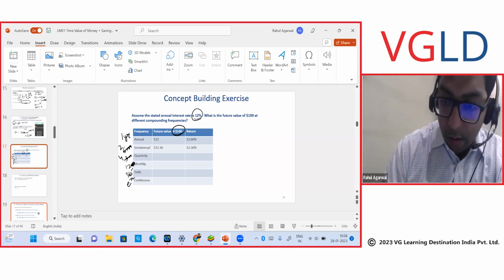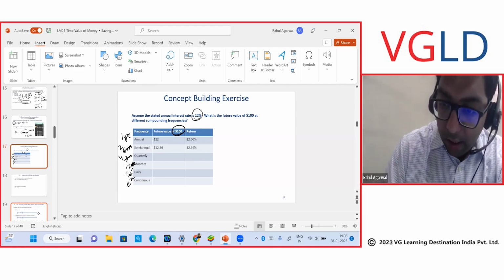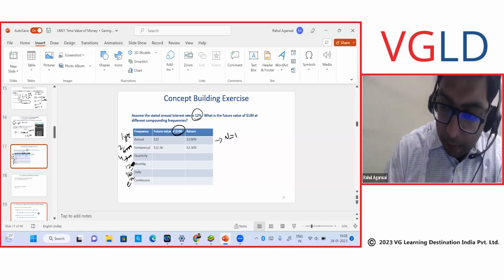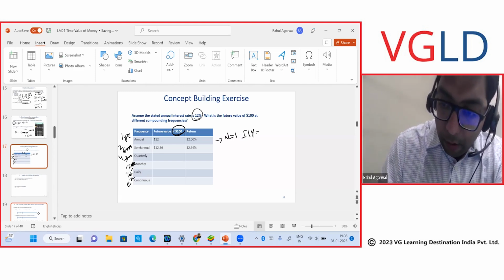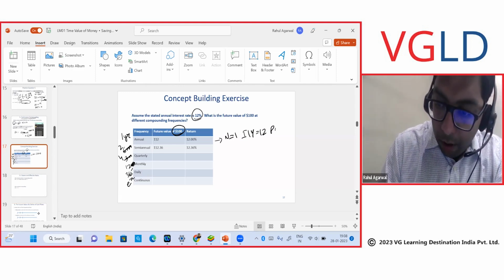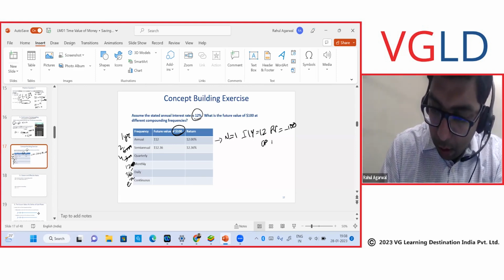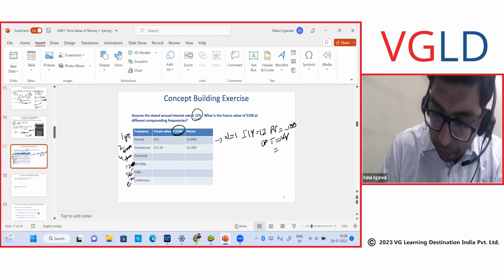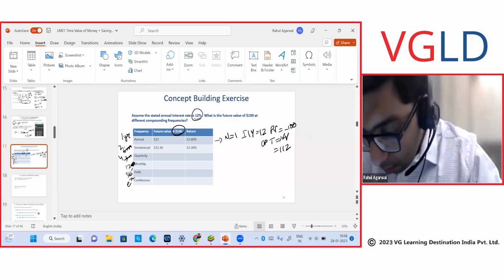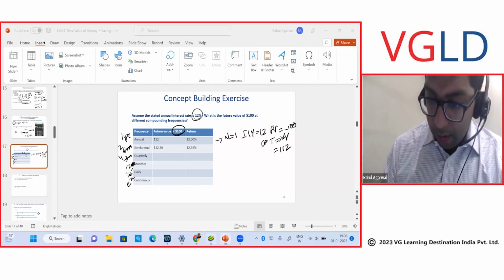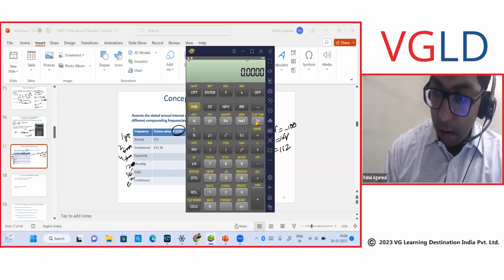So here, in this case, N is 1, I/Y is 12, PV is minus 100. Compute FV: 112. Let's have a look on the calculator.